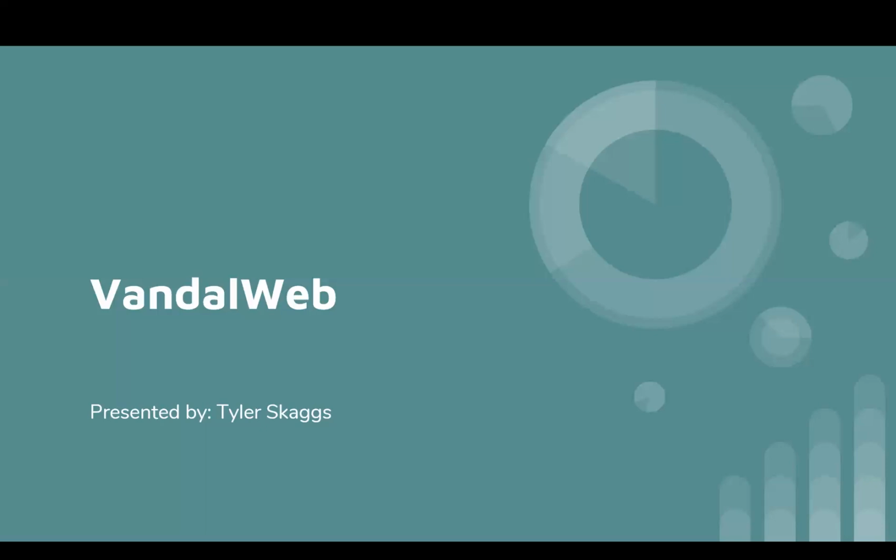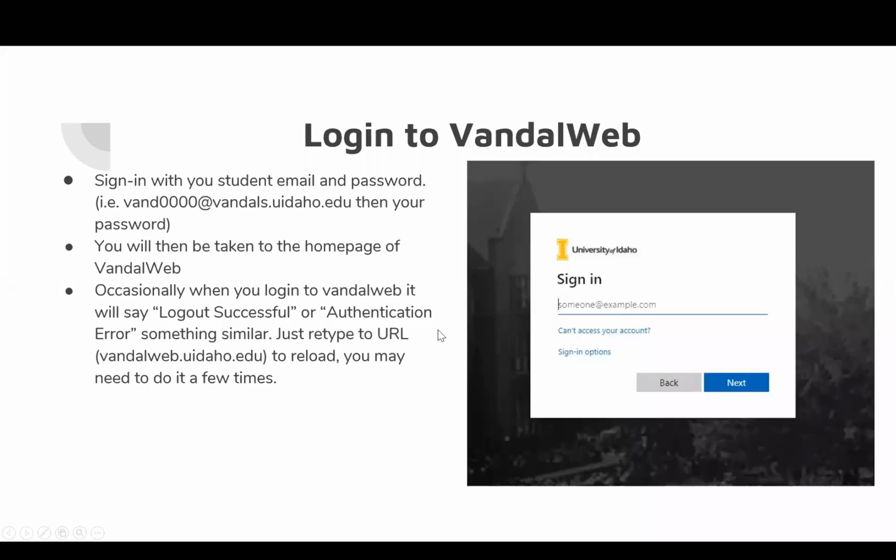Hi guys, I'm Tyler. I'm the APM for Gooding 1, 2, and 3, and I'm here to talk to you about Vandal Web. This will probably be a longer section compared to the rest of this. So starting out, logging into Vandal Web, you're going to use your student email, like the example here, which is just your net ID and vandals.uidaho.edu. It's like signing into anything else on campus. Occasionally, Vandal Web will not let you sign in when you put in your email and password. You just need to reload the page or retype the URL and it'll be fine.